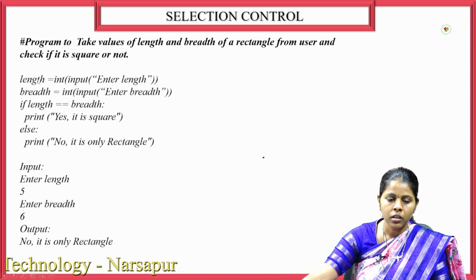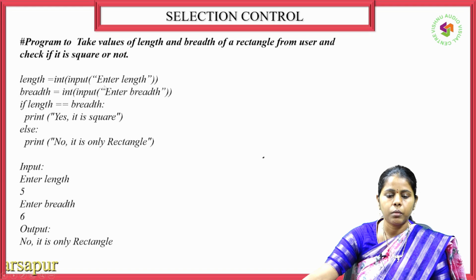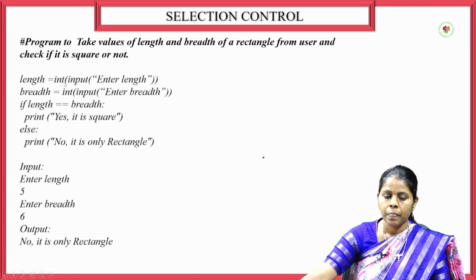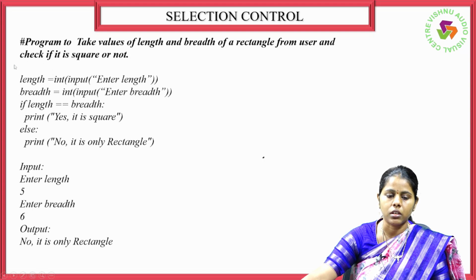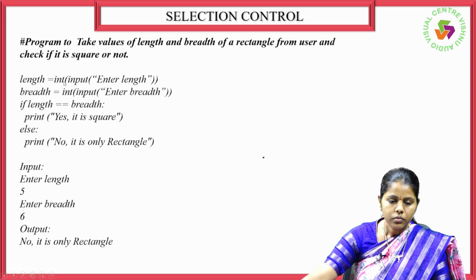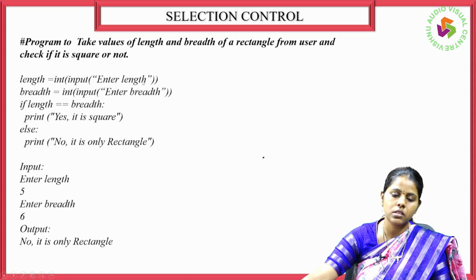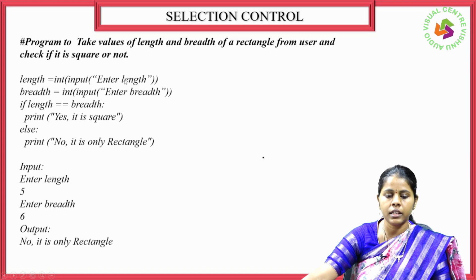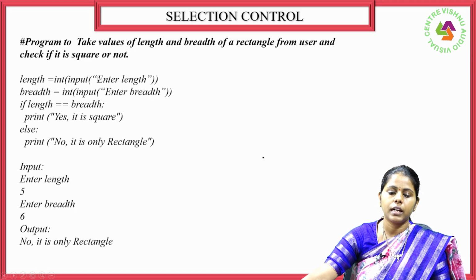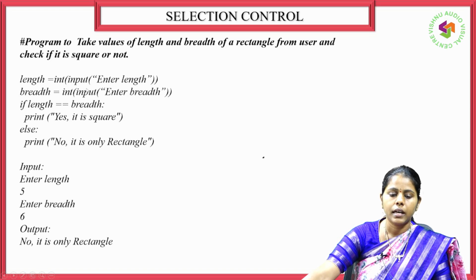Here I am giving first length equal to int of input of enter length. That is, I am giving the first length value. Length is a variable. Why am I using int of input of enter length? Because length is of type integer. That's why I am converting this string data type into integer data type. The input statement always takes the data type as string only. So here we are converting string into integer. This we call typecasting.